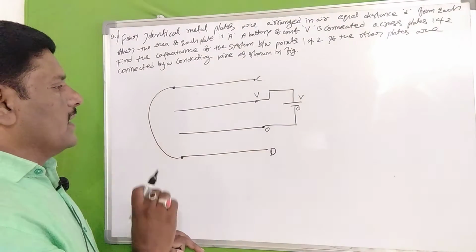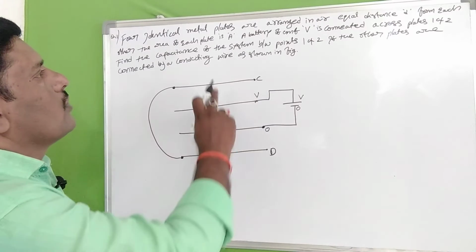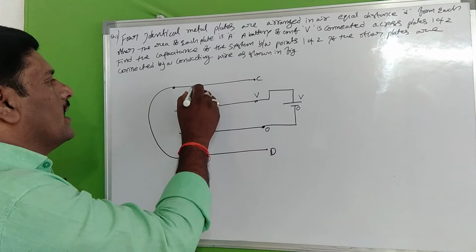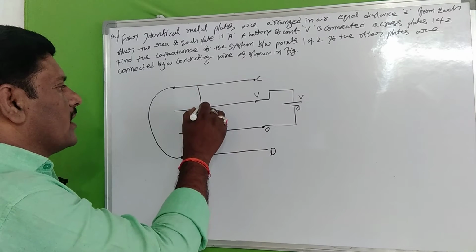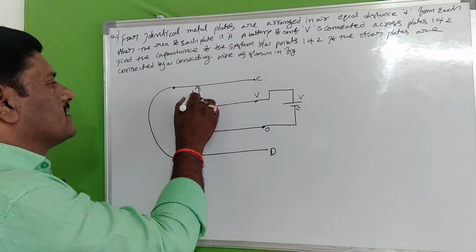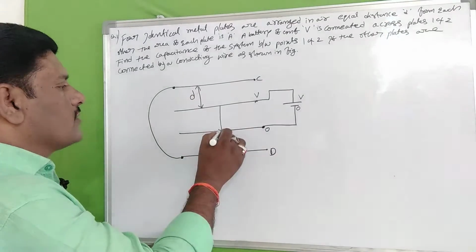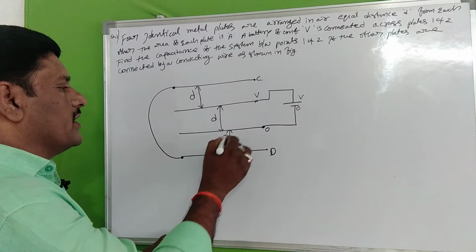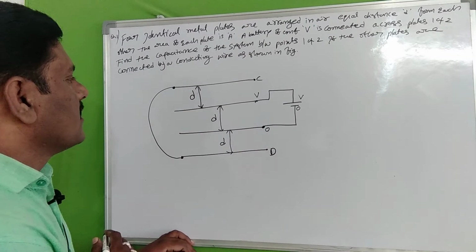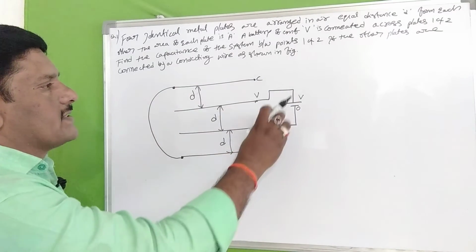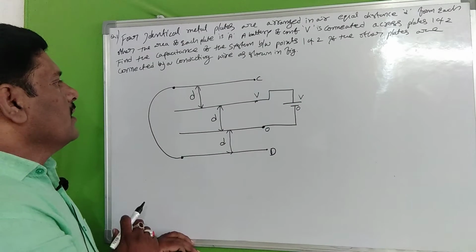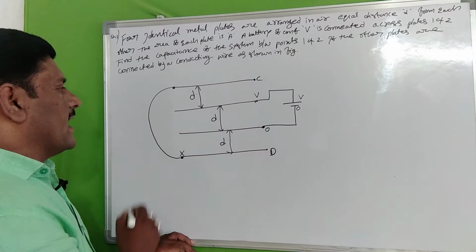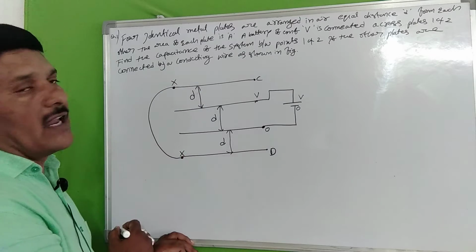Now we clearly observe that the distance between any two plates is equal, d. According to the statement, the distance between two plates is d, this one is also d, and finally this one is also d. Here, let us assume that the plate D is terminal X, and this one is also taken as terminal X.